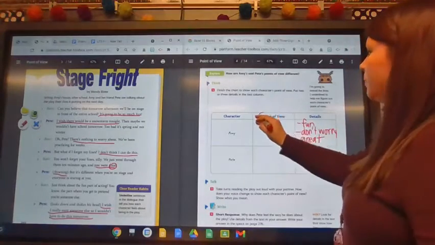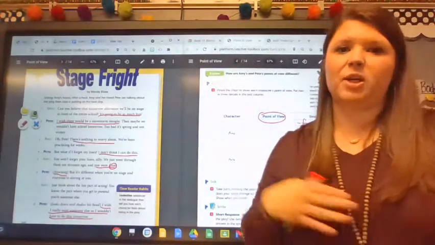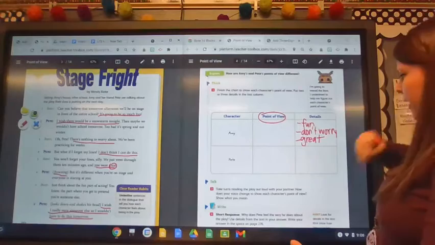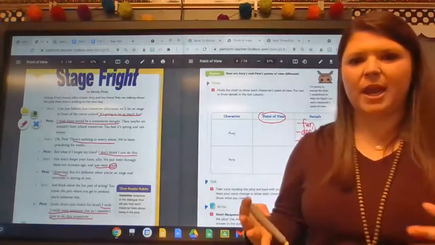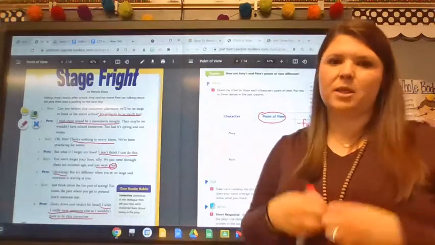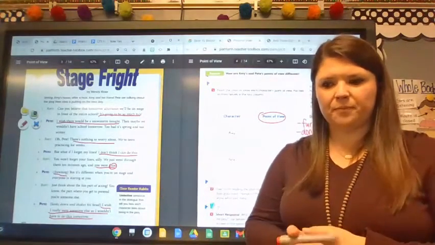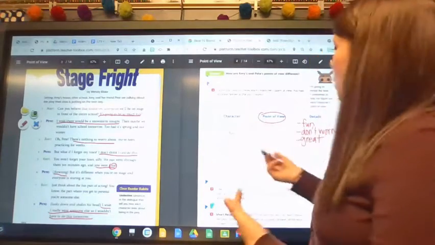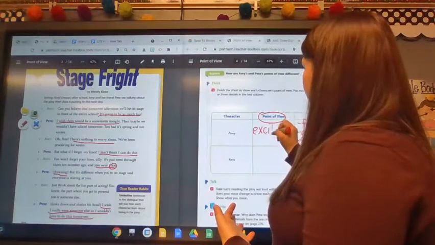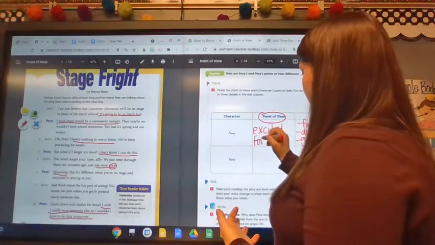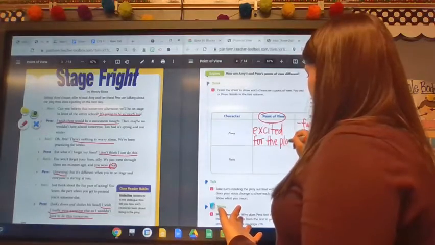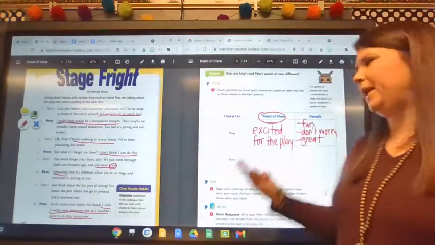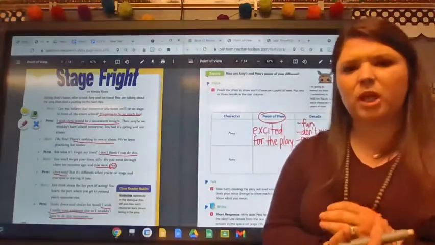So let's think about what her point of view is. What is her perspective about the play? She's describing it as fun, telling him, don't worry, saying it's going to be great or he's going to be great. What is Amy's point of view about this play? She's excited, isn't she? So Amy's point of view is she is excited for the play. Right? She's saying it's going to be fun. She's joking around and ensuring Pete not to worry. She's telling him it's going to be great.